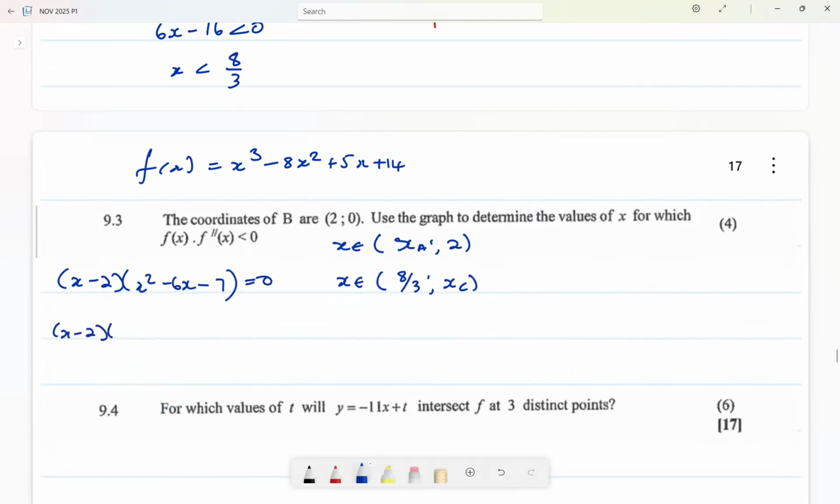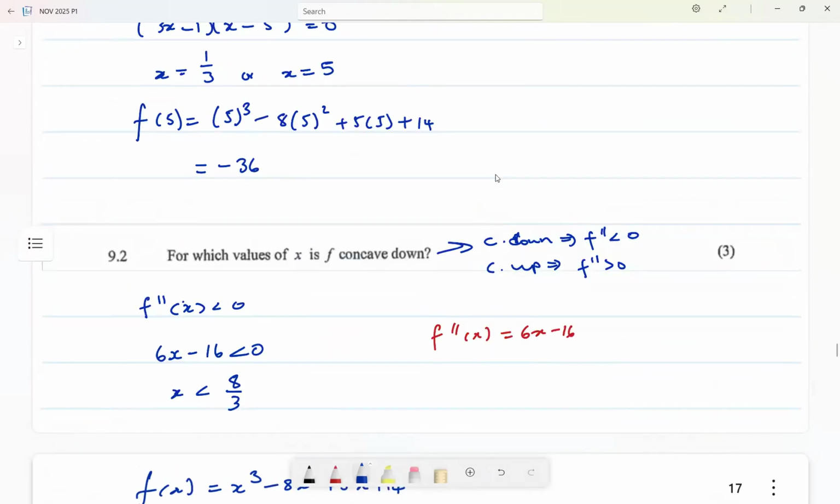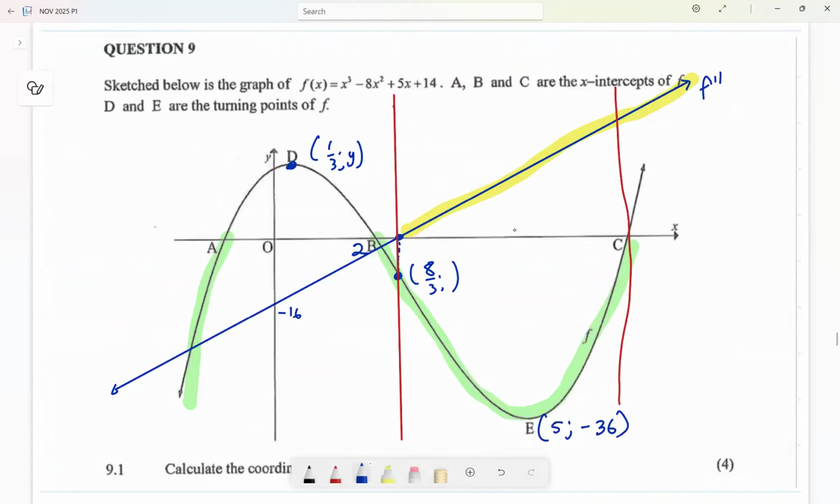And then x minus 2, x minus 6, x minus 7, x plus 1 is equal to 0. And then I have x is equal to 2, which you already know, x is equal to 7, and x is equal to negative 1. So the x of A is negative 1. This is negative 1. This is 7.